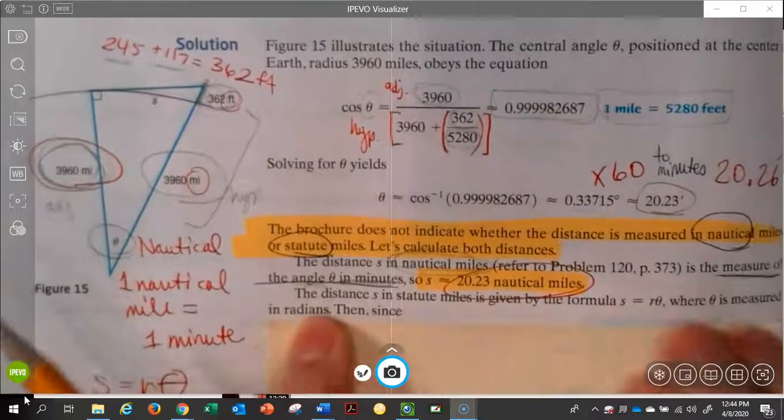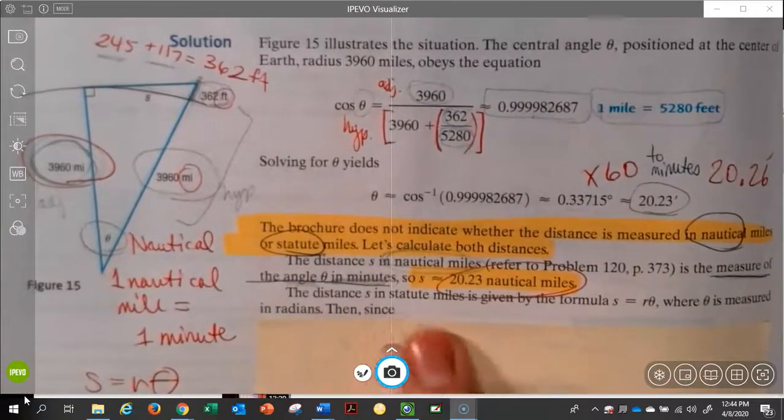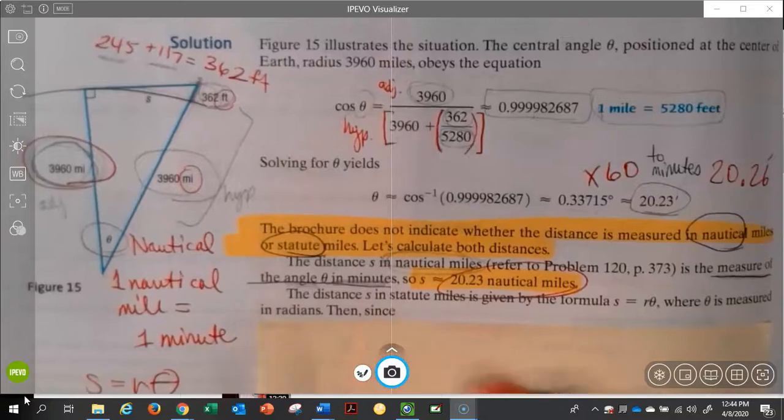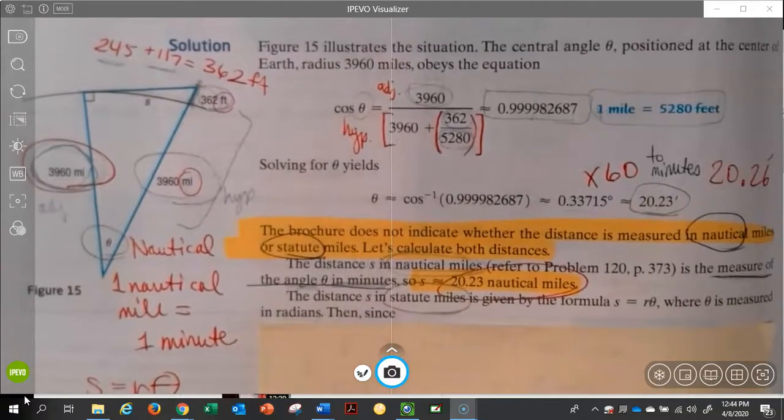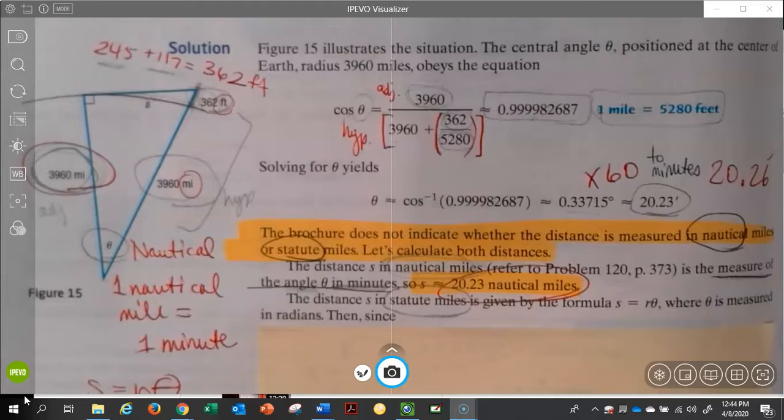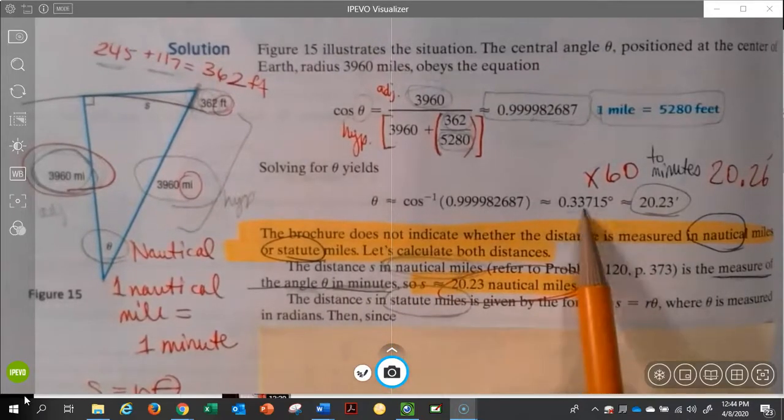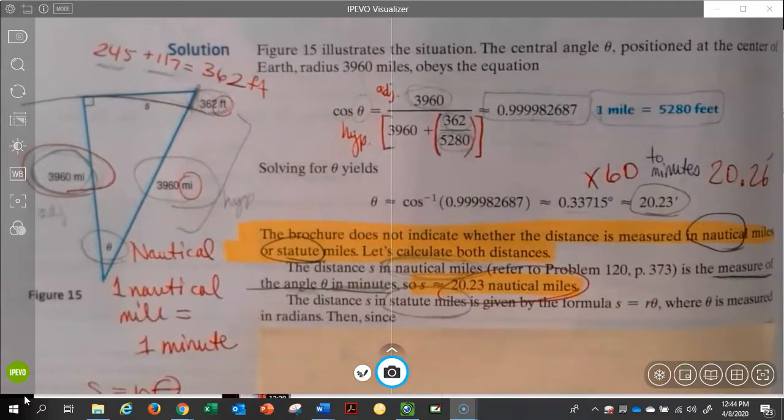There is also the distance in statute miles. So I would highlight and underline. If I ask you on a test, how can you find statute miles? Nautical miles, you're going to take your degrees and multiply by 60. Bingo, done, I'm there.